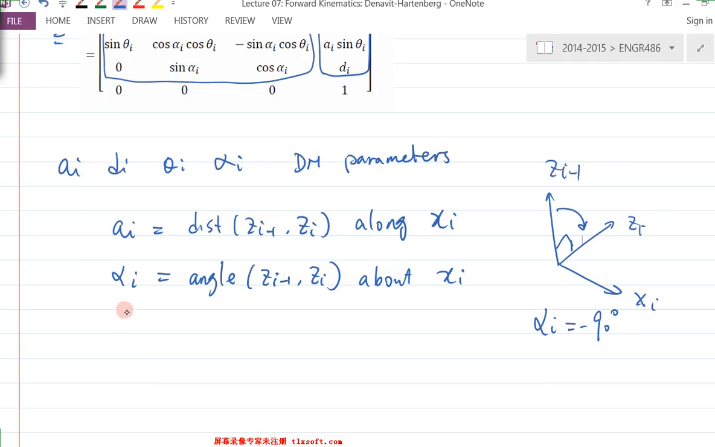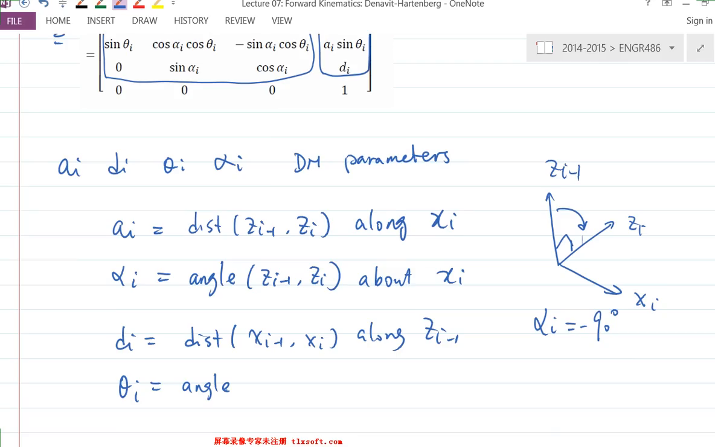Similarly, d_i is a distance along z_(i-1), and z_(i-1) and z_i are perpendicular only in this example. And theta_i is the angle between x_(i-1) and x_i about z_(i-1). Is that good?